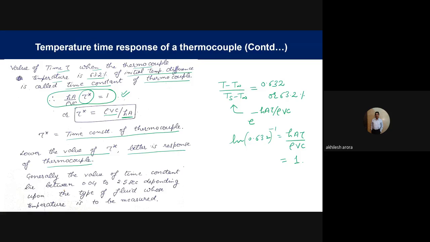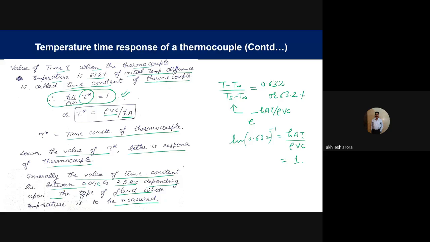Generally, the value of the time constant lies between 0.04 seconds to 2.5 seconds, depending upon the type of the fluid whose temperature is to be measured. So, if you have any questions on this, you can ask me. Because particularly when I say 0.04 seconds to 2.5 seconds, it's a small duration of time.